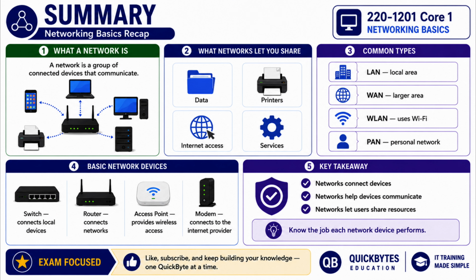Here's what you just learned. A network is a group of connected devices that communicate. Networks let devices share data, printers, internet access, and services. A LAN covers a local area. A WAN covers a larger area. A WLAN uses Wi-Fi. A PAN is a small personal network. Switches connect local devices. Routers connect networks. Access points provide wireless access. And modems connect you to the internet provider.